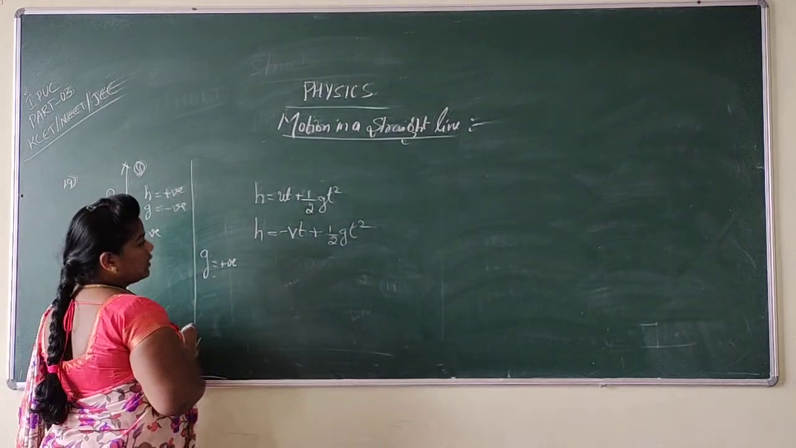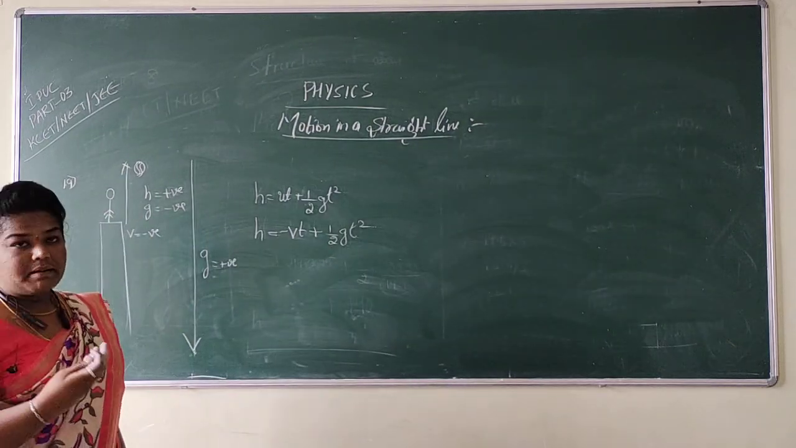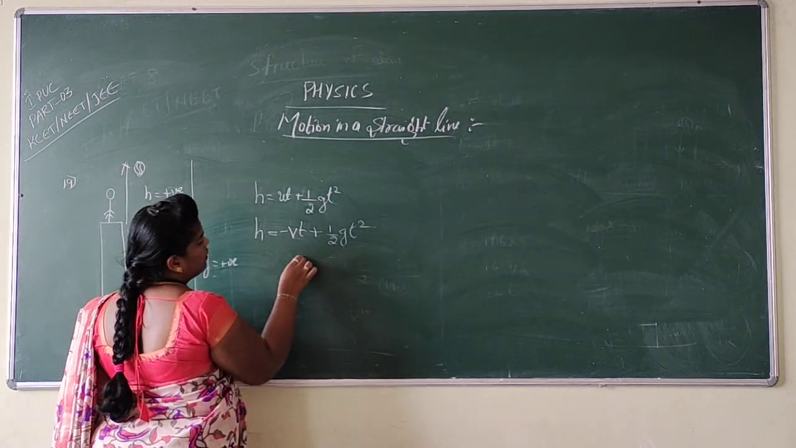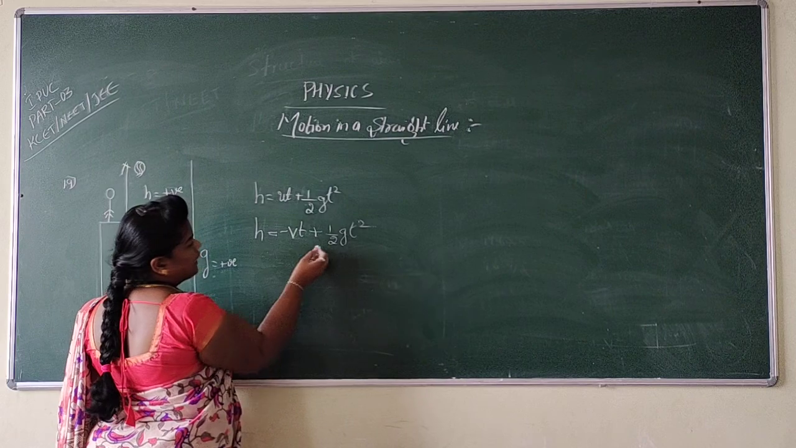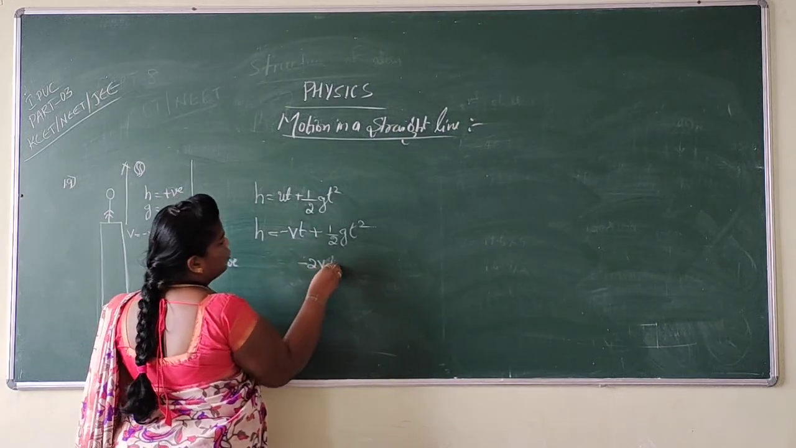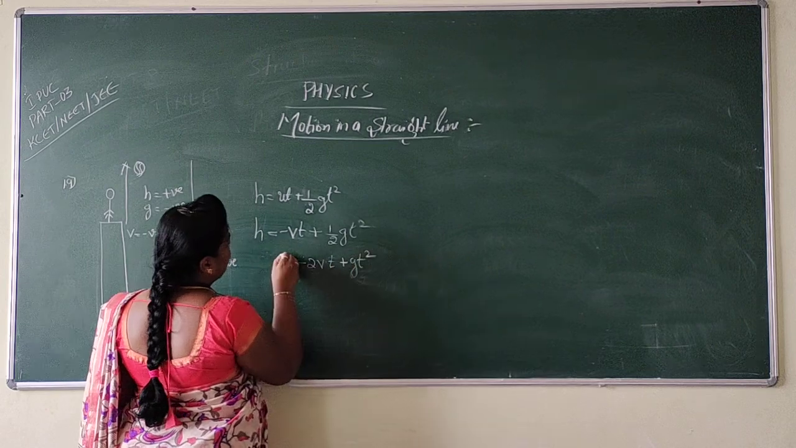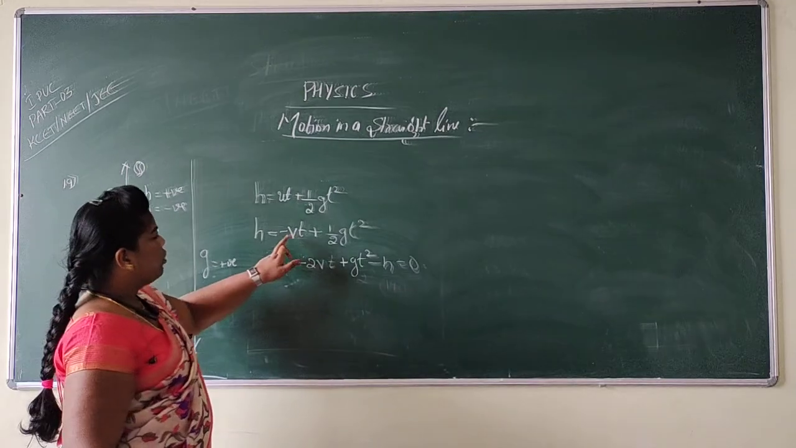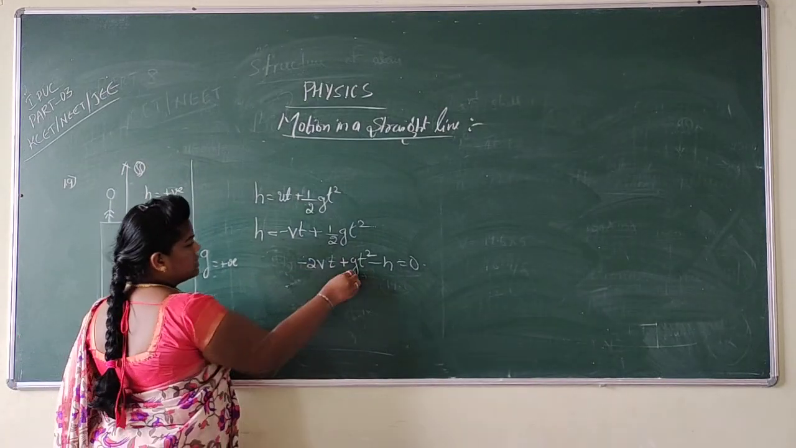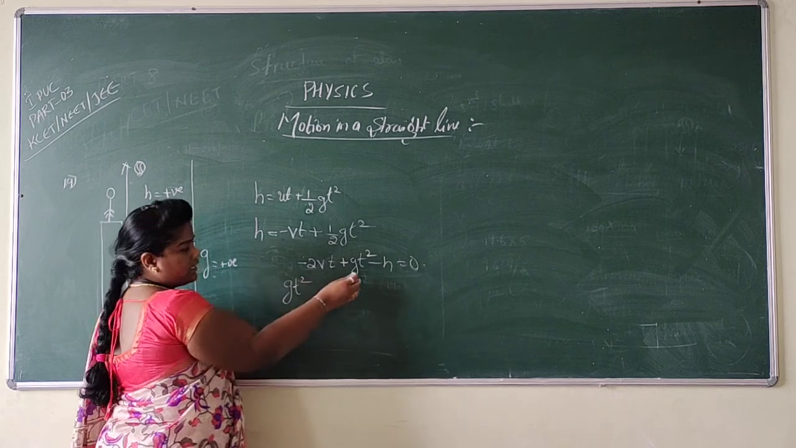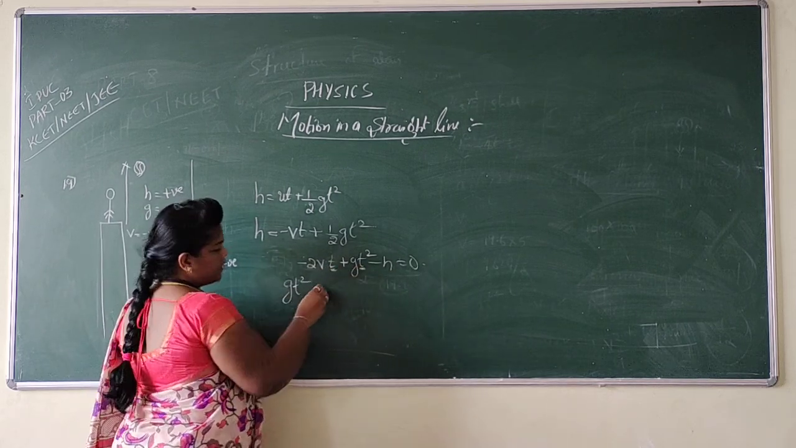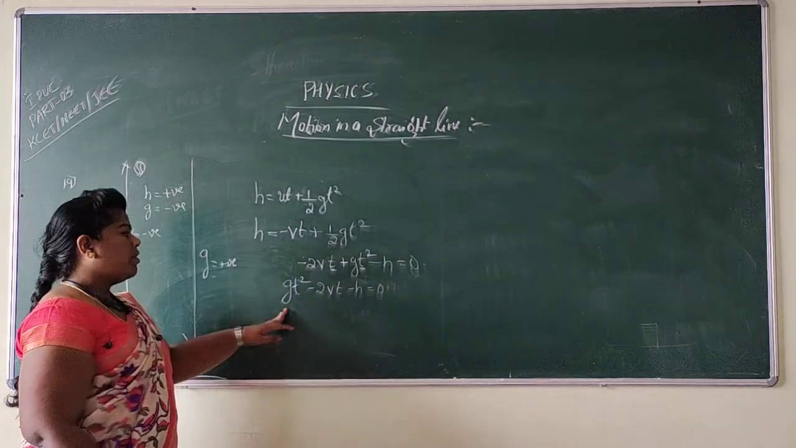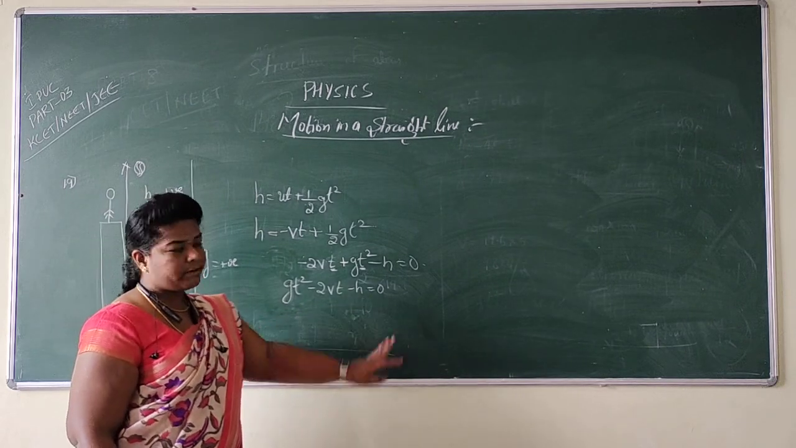Now I am just shifting the terms. Cross multiplication by 2, we get 2vt plus gt square minus 2h is equal to 0. With arithmetic, I have cross multiplied and equated. So it becomes gt square minus 2vt minus 2h is equal to 0, the quadratic equation form, which is the form of ax square plus bx plus c is equal to 0.